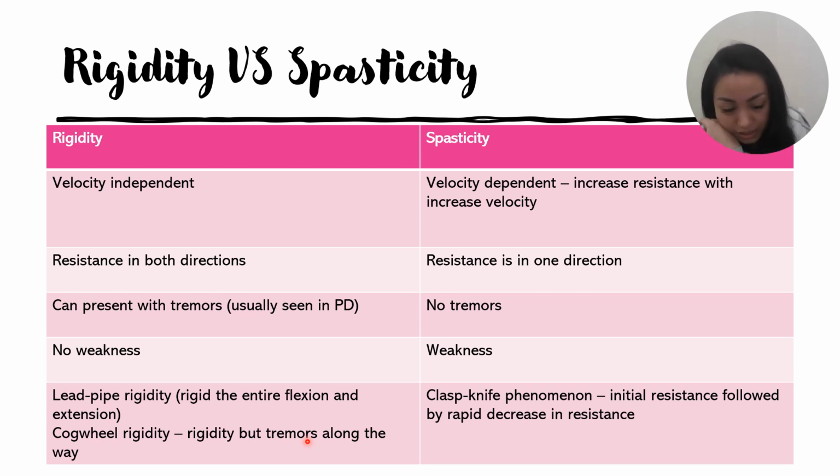Also, we can see the cogwheel rigidity, which means that there's rigidity the whole way through, but then you also see tremors. So rigid, and then tremors, rigid, tremors, rigid, tremors. And then when you're trying to flex the limb, rigid, tremors, rigid, tremors. It's like a start and stop, but when it stops, it has tremors. So that's the difference between rigidity and spasticity.